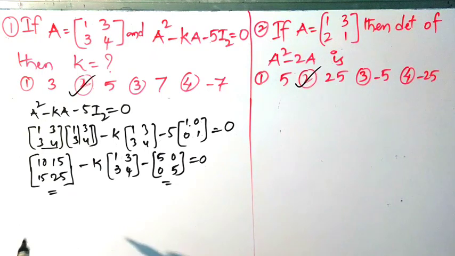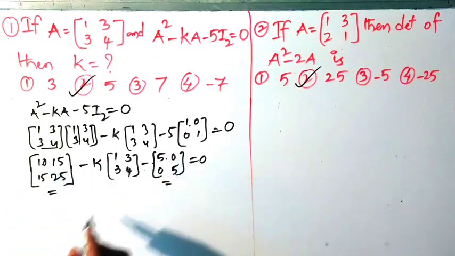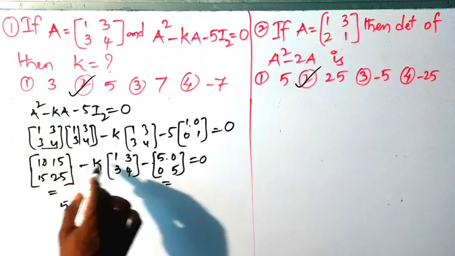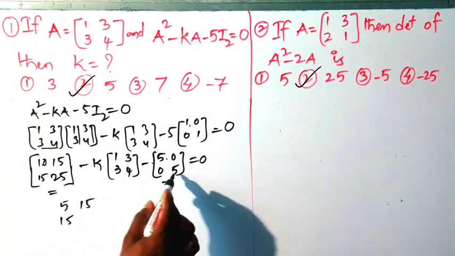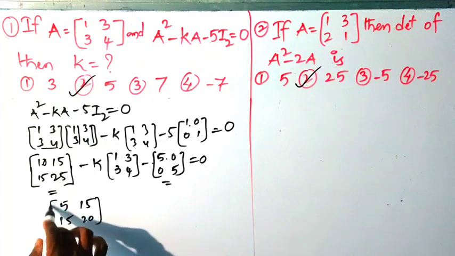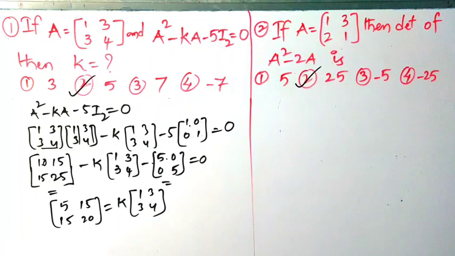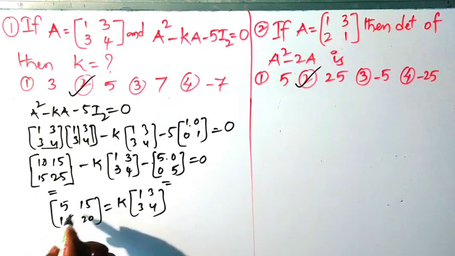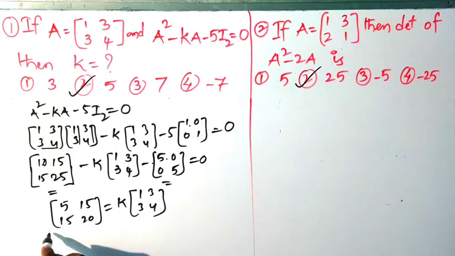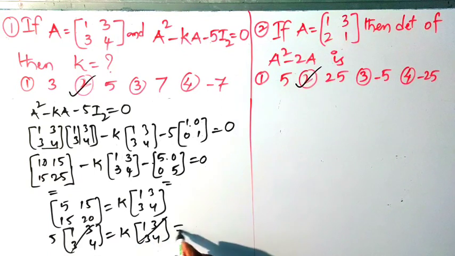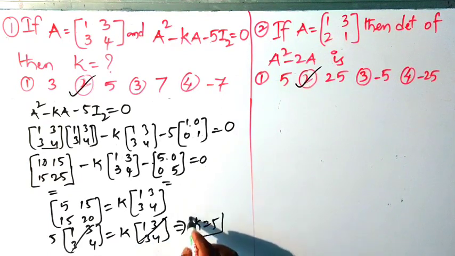10 minus 5 is 5; 15 minus 0, 15; 15 minus 0, 15; 25 minus 5, 20. So that equals k into [[1,3],[3,4]] taken to that side. Here [[5,15],[15,20]], take 5 common: 5 into [[1,3],[3,4]] equals k into [[1,3],[3,4]]. Both matrices cancel, so k equals 5. Same value we got before.